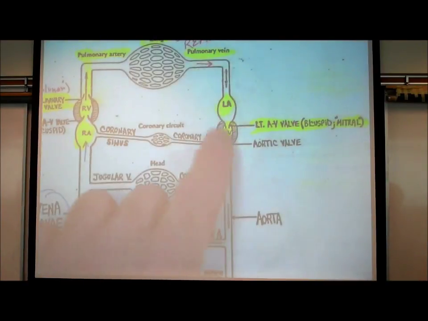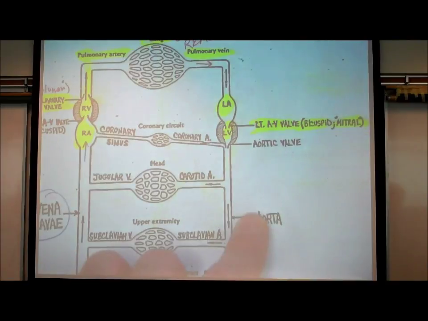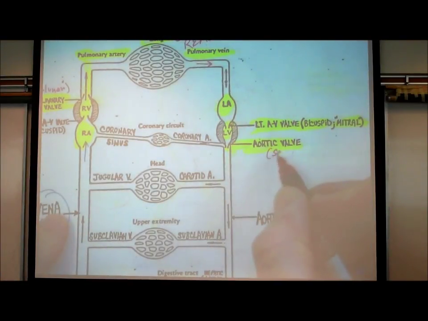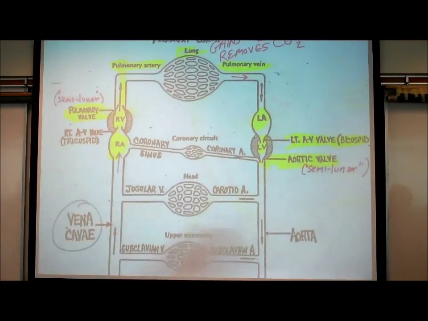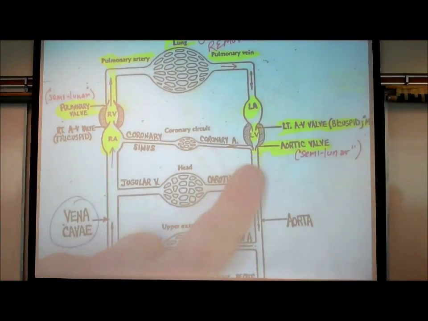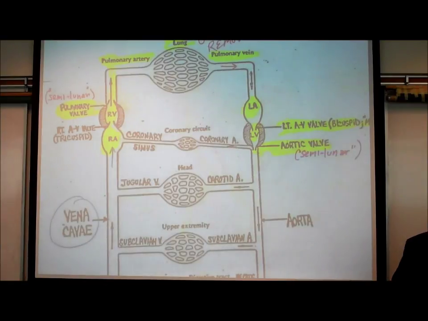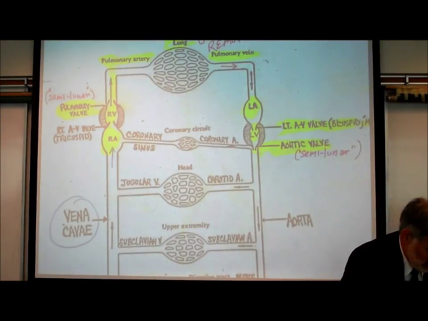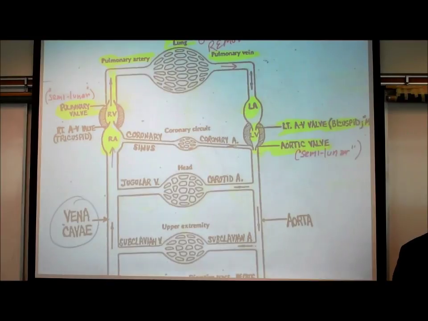All right, now the left ventricle ejects the blood out into the aorta, and there is a valve that controls the flow of blood between the left ventricle and aorta called the aortic valve. It's also a semilunar valve. So in other words, there are really two valves that are called semilunar valves: the pulmonary valve and the aortic valve. This allows the blood to go from the left ventricle into the aorta, but prevents it from going backwards.